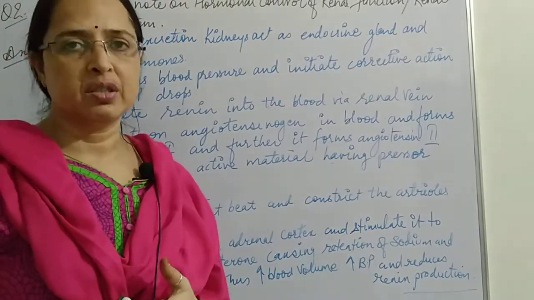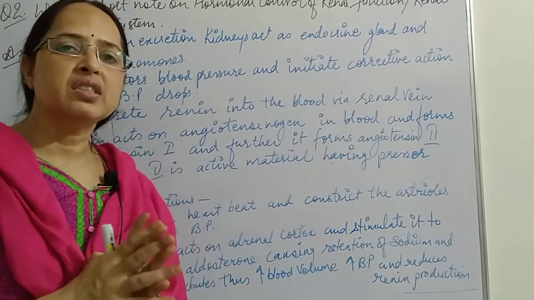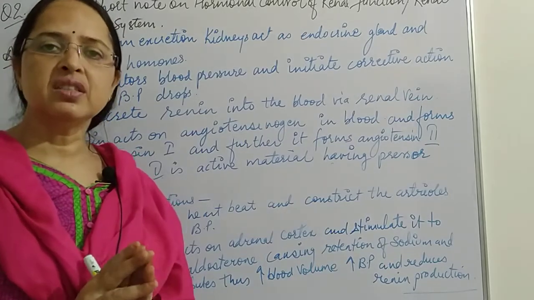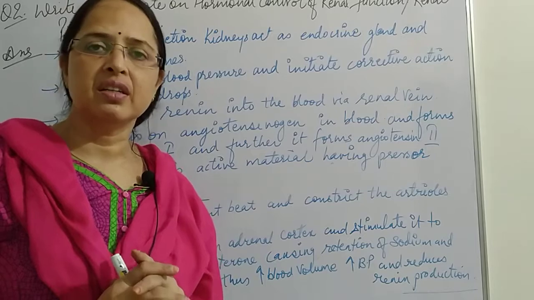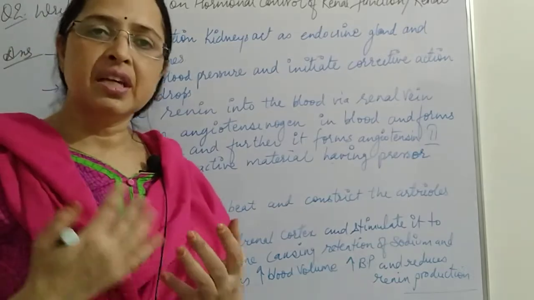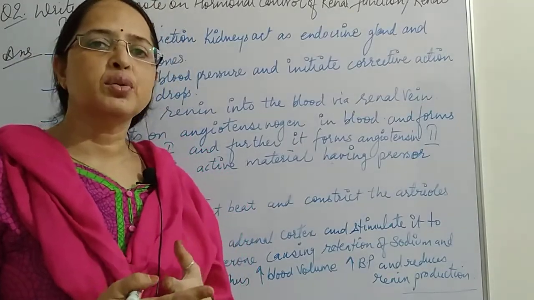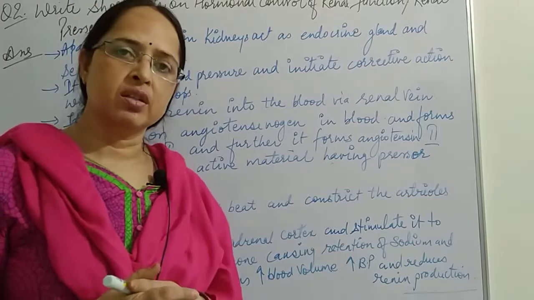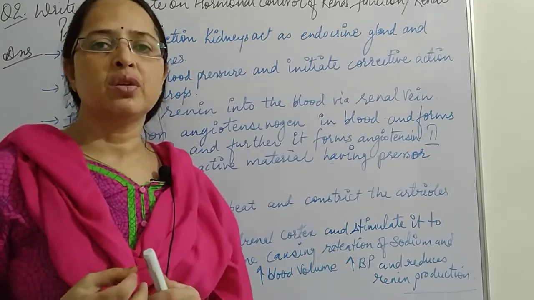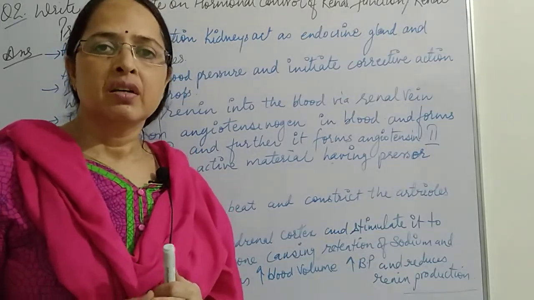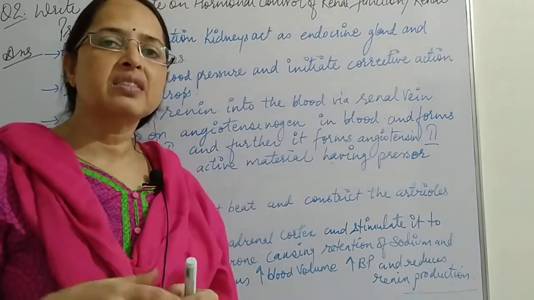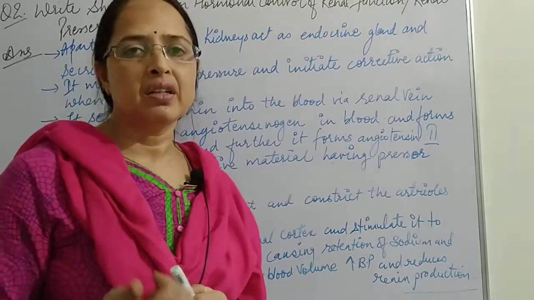Then how does it function? So what will happen? This angiotensin 2 enters into the adrenal cortex, the cortex part of the adrenal gland, and it stimulates the adrenal gland to secrete the hormone aldosterone. This aldosterone initiates the reabsorption or retention of sodium along with the water. So when sodium and water reabsorption is initiated, the blood volume increases.